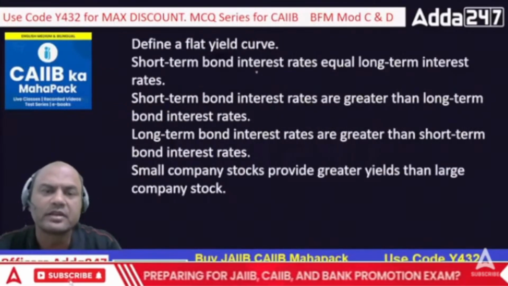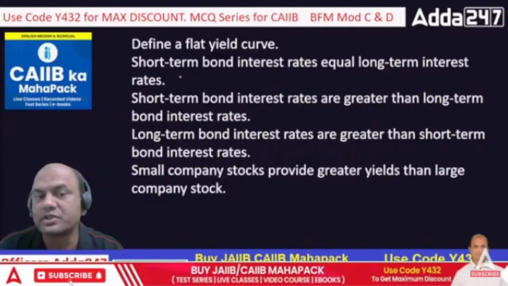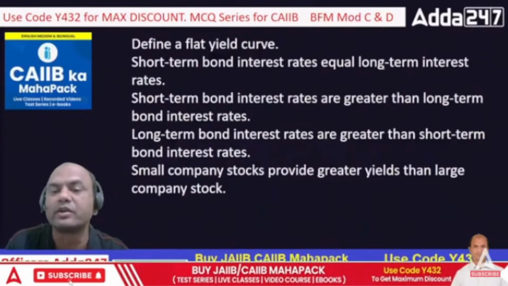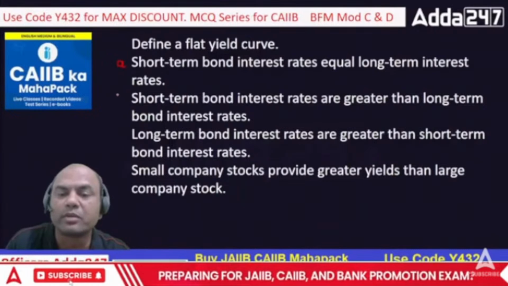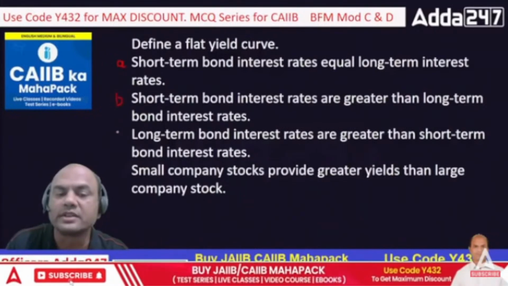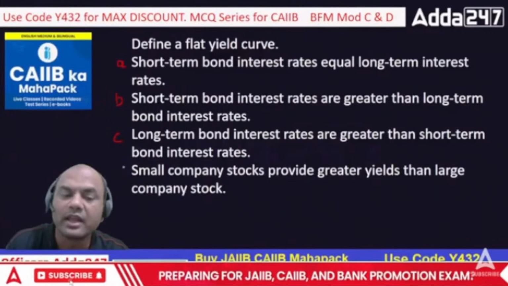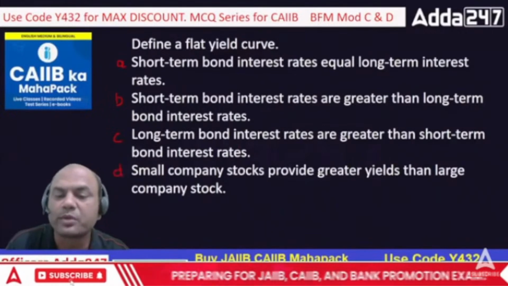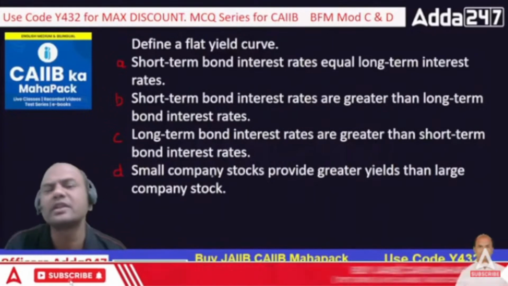Yeah. Next one. Define a flat yield curve. Flat means, just now we saw that flat. A, short-term bond interest rates equal to the long-term bond interest rates. B, short-term bond interest rates are greater than the long-term bond interest rates. C, long-term bond interest rates are greater than the short-term bond interest rates. And D, small company stocks provide greater yields than large company stocks. So which is the correct answer?